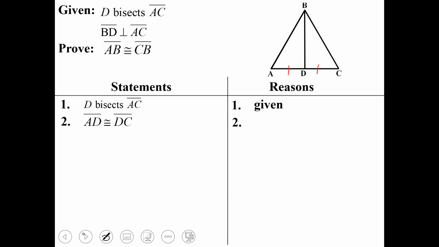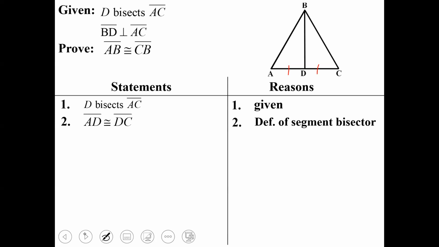So your next statement should be that segment AB is congruent to segment DC. What is your reason? Good. Definition of a segment bisector. Okay, that's it. Definition of a segment bisector. All right, y'all don't overthink, but look at your diagram and see, okay? Or look at what's given and see.